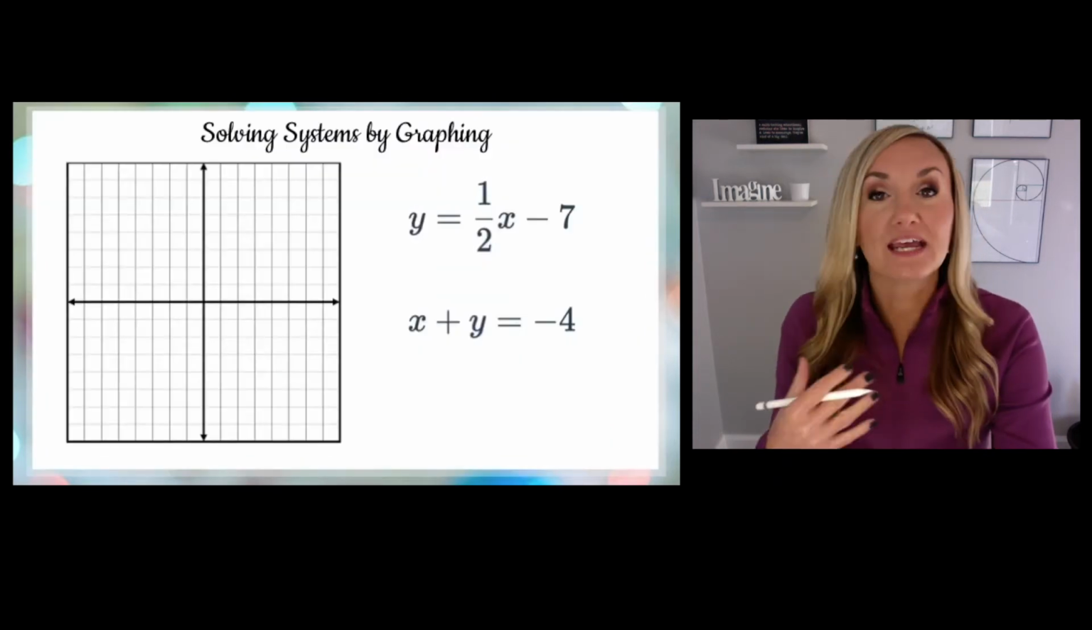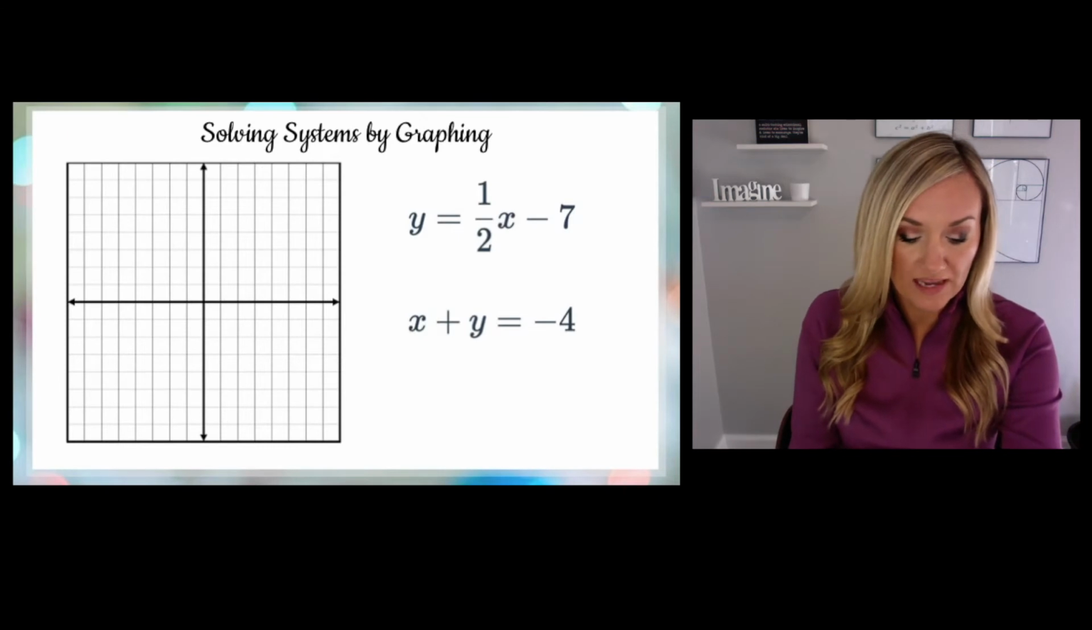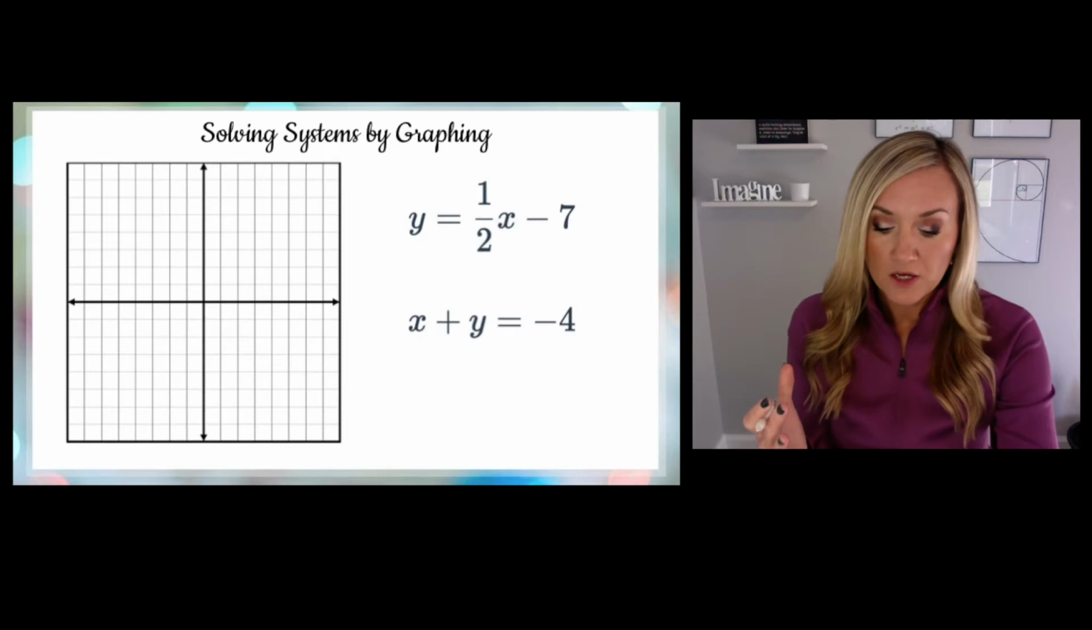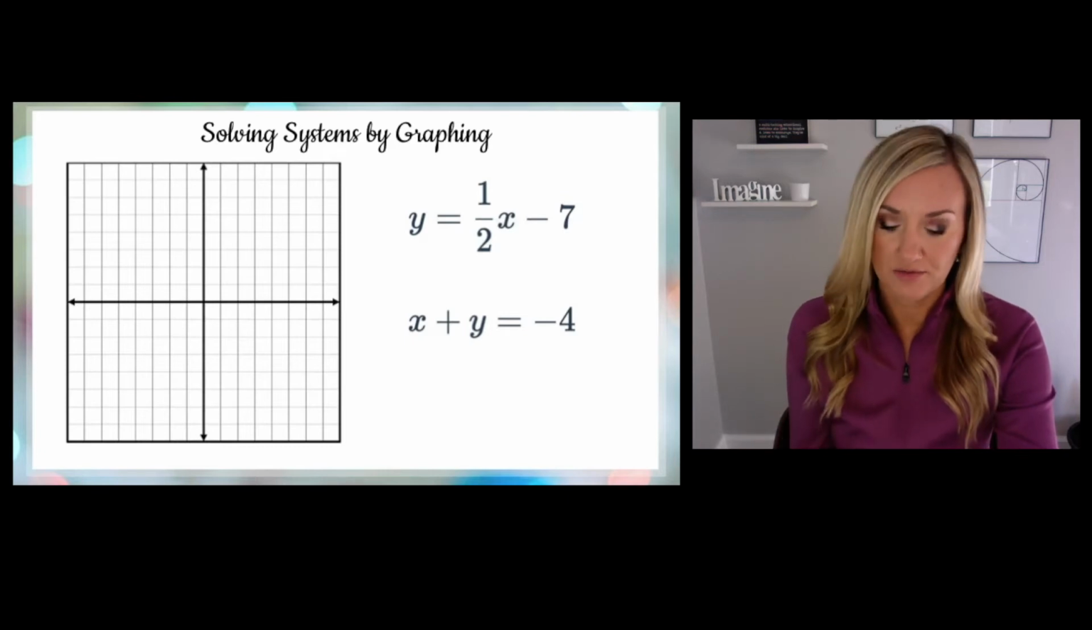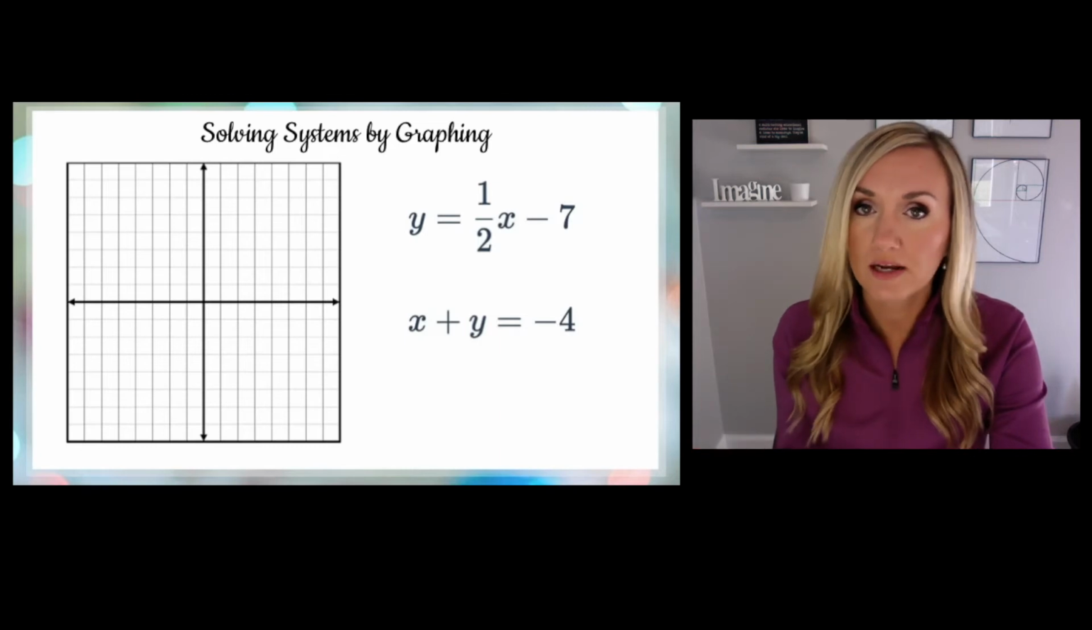Okay, so hopefully now you have all 4 graphs ready to go, and we're going to start with graphing the first equation. The first equation is in slope-intercept form, y equals 1/2 x minus 7. So let's go ahead and graph that right away.